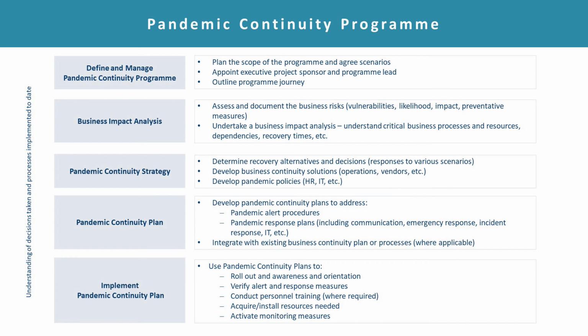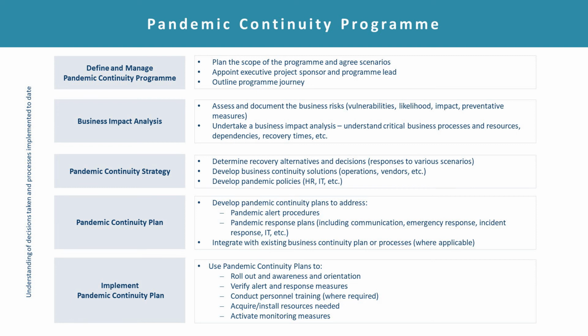Second phase is to conduct the business impact analysis, and that consists of assessing all your business risk documentation, understanding the vulnerabilities and the risks at hand due to the pandemic, and to then undertake that analysis on critical business processes, looking at the resources, dependencies, recovery times, etc. that may impact certain decisions.